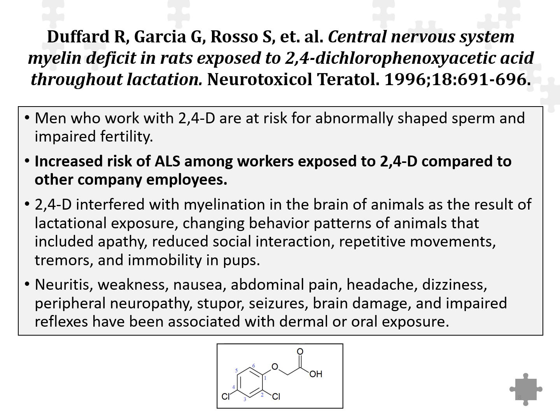And with regards to this particular chemical, there is many different types of problems that can occur, but one of those that's important to understand is the adverse effects, again, of the brain and nervous system. Amyotrophic lateral sclerosis, what's also called Lou Gehrig's disease, has been associated or is associated with 2,4-D exposure. So, common symptoms of 2,4-D exposure would be weakness, nausea, abdominal pain, headache, dizziness, as well as peripheral neuropathy, seizures, brain damage, and impaired reflexes.